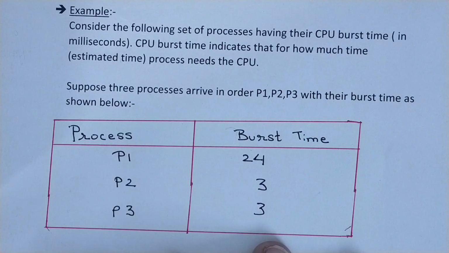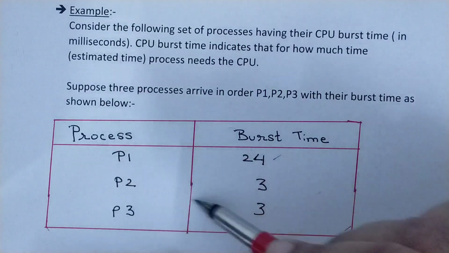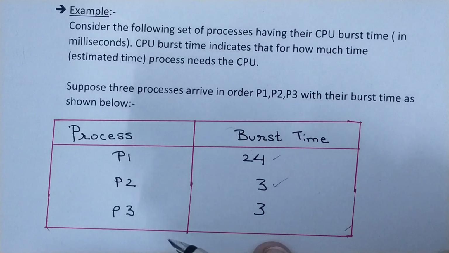In the below example, I have explained an example for first come first served scheduling. In this example, there are three processes in a system having their CPU burst time as follows: P1 requires 24 milliseconds to get executed by the CPU, process P2 requires 3 milliseconds, and lastly process P3 also requires 3 milliseconds. Now the CPU burst time is the time needed by the CPU to execute the process.